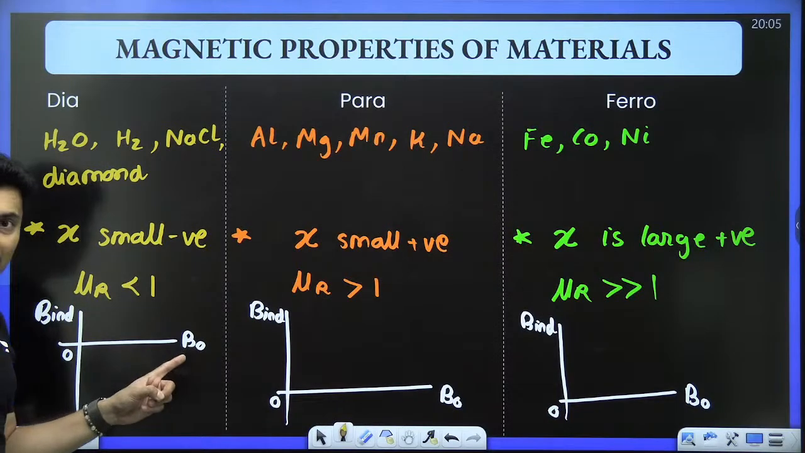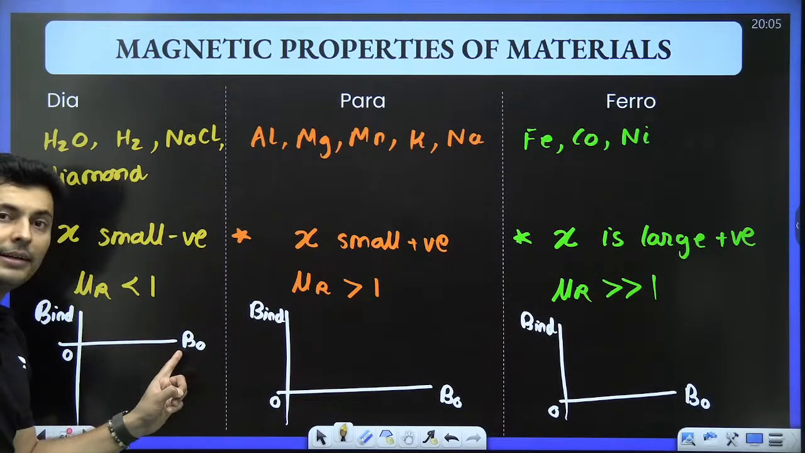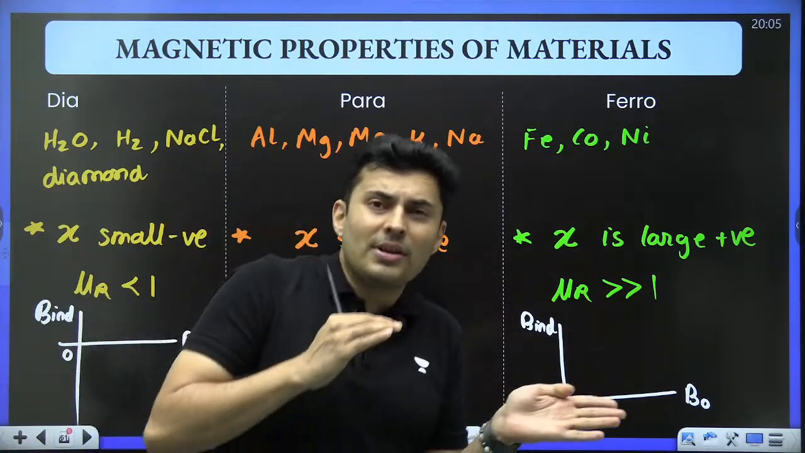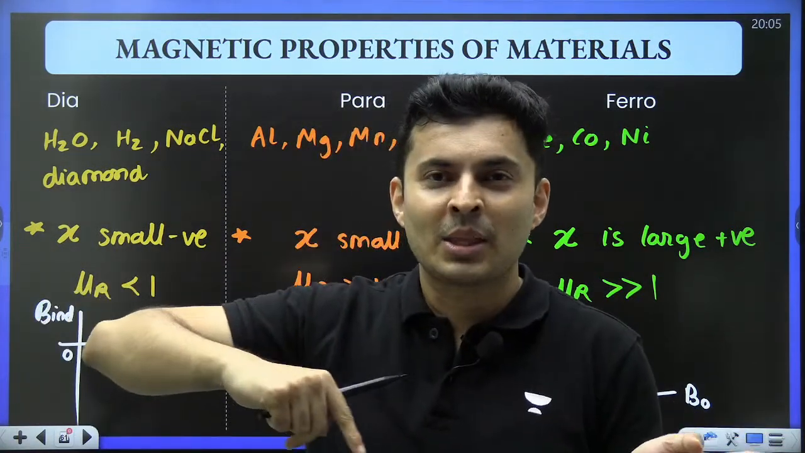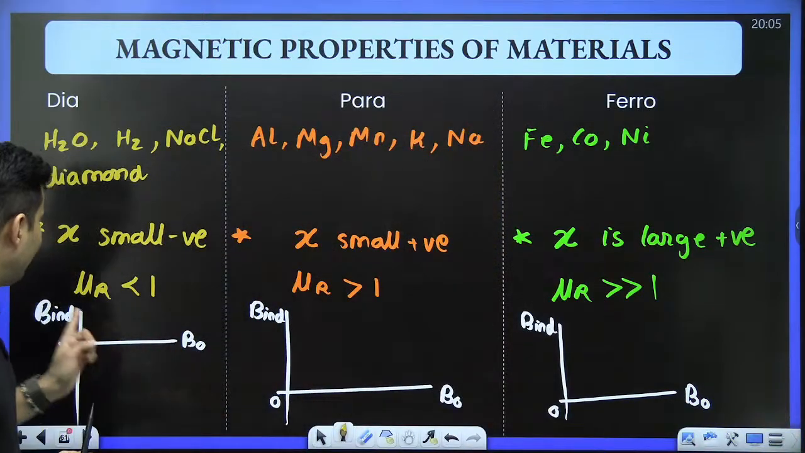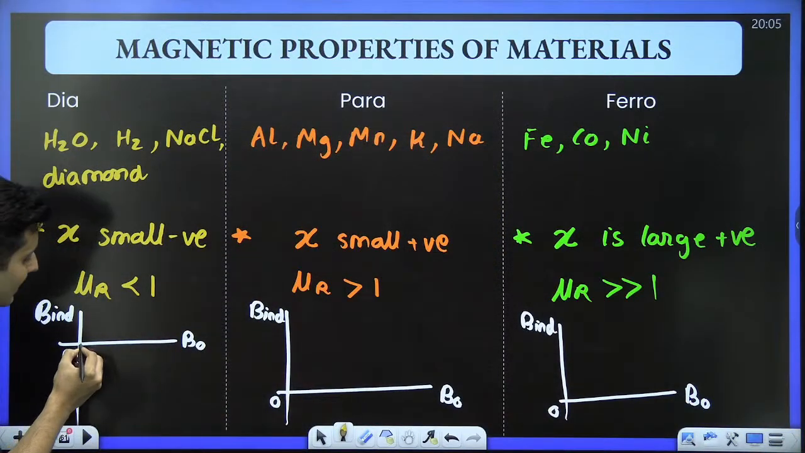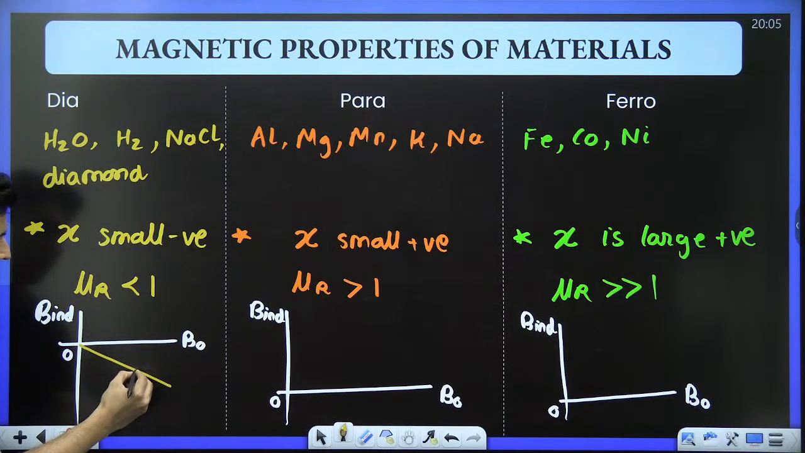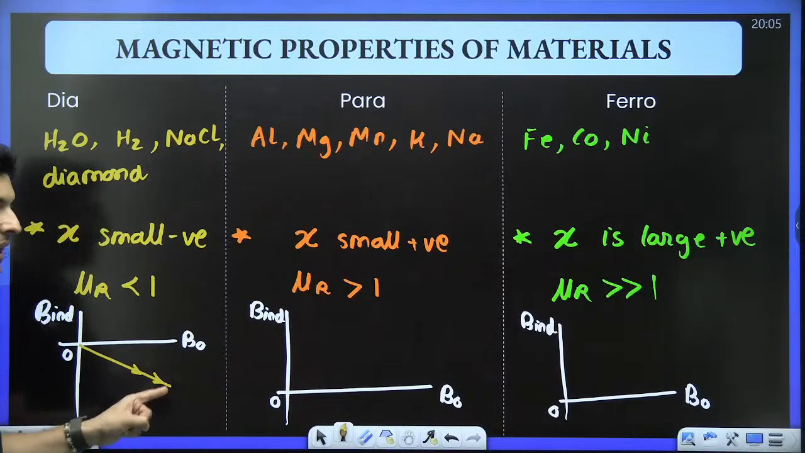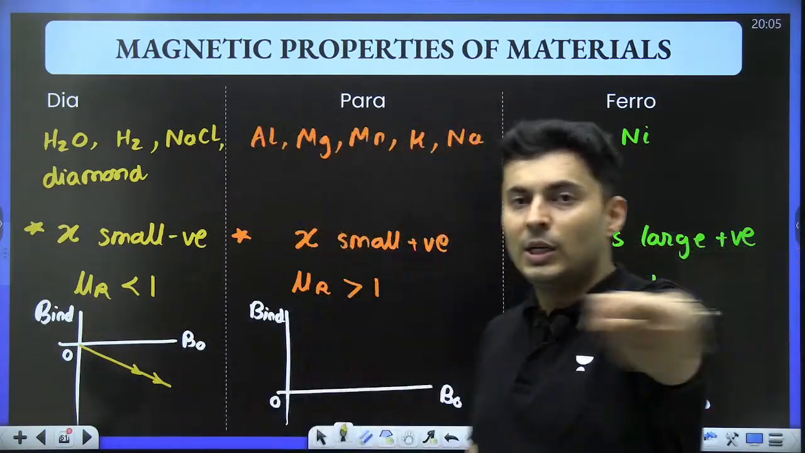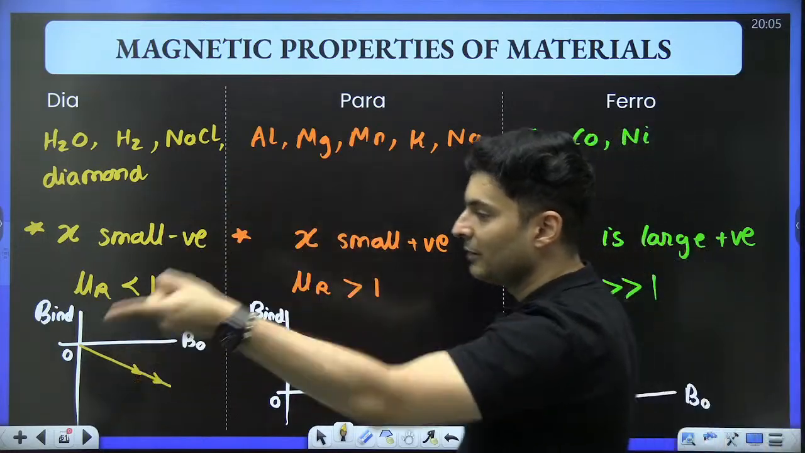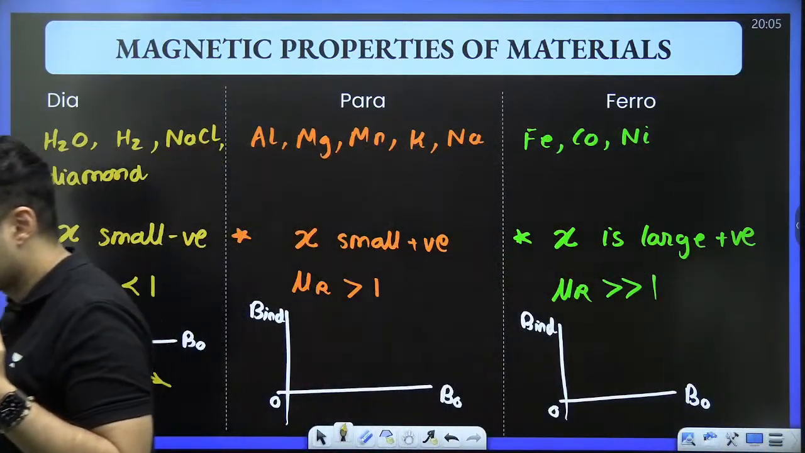In case of diamagnetic, when you increase the field, the induced field also increases, but not in the same direction, in the opposite direction. So if B0 is positive, B induced is negative. So you will see the graph goes like this, my dear students. You understand why it is going in the fourth quadrant? When external field is that way, induced field is opposite. So it is negative. So that's why it has gone below.